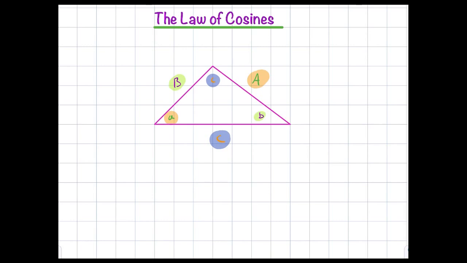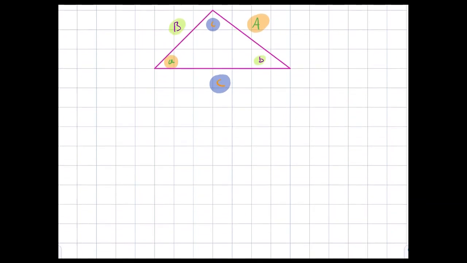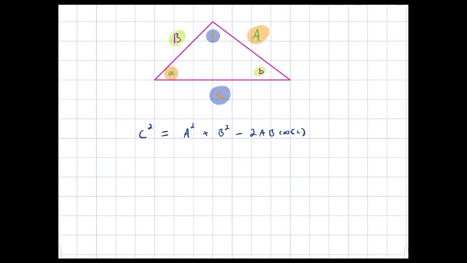And so I'm going to pick one of these at random. It doesn't matter which one I choose, and you'll see what I mean in just a second. I'm going to pick C and say, all right, C squared is equal to A squared plus B squared minus 2A times B times cosine of little c, where little c, of course, is the angle across from big C. So the angle in between the sides A and B.